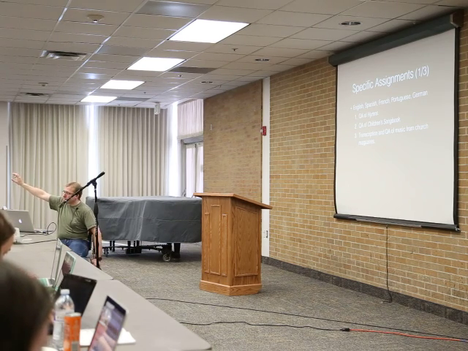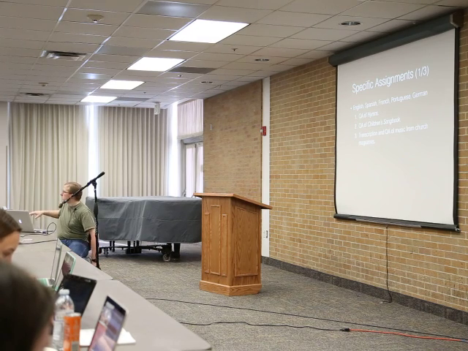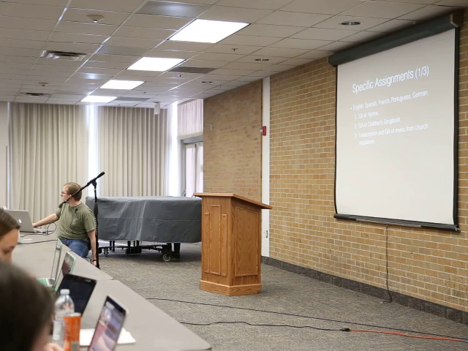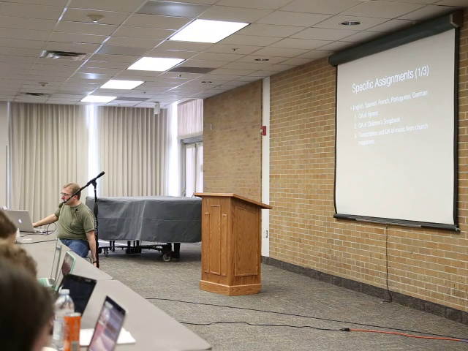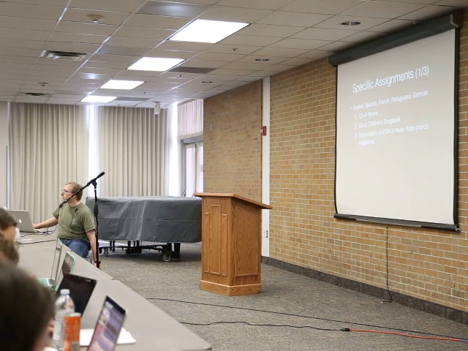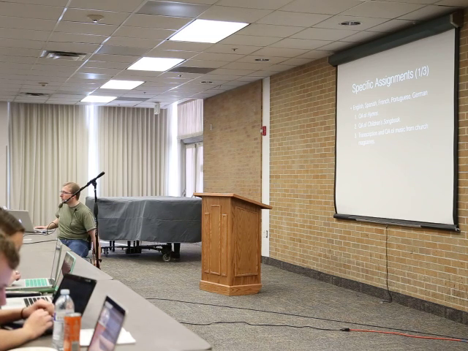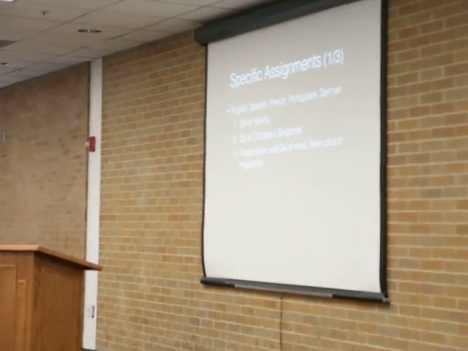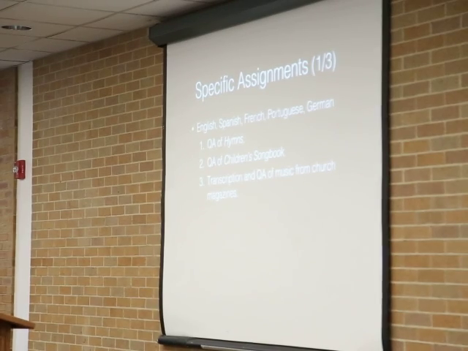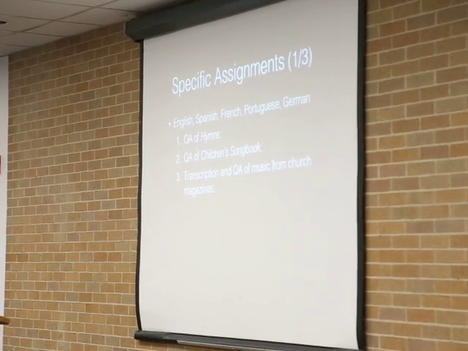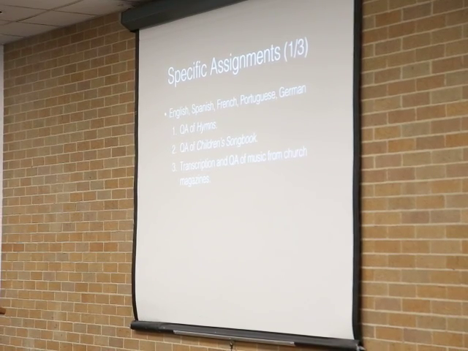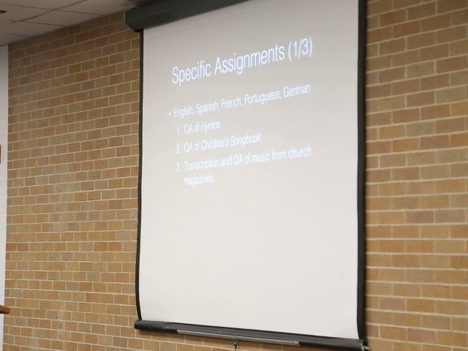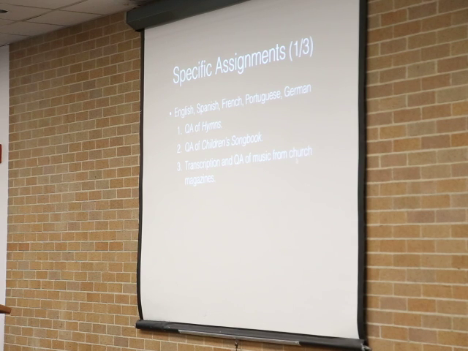Those over in that corner in the front here are English, Spanish, French, Portuguese, and German speakers. The text for the Hymns and Children's Songbook has already been typed, but we'll need you to do quality assurance of those books, so just make sure that they're typed in correctly. For German, the quality assurance has been done too, so you'll just skip right to number 3. This is the order of priority for English, Spanish, French, Portuguese, and German content. First, we need people to quality assure the hymns, then the children's songbook, and then we need people to transcribe and quality check the music from church magazines.